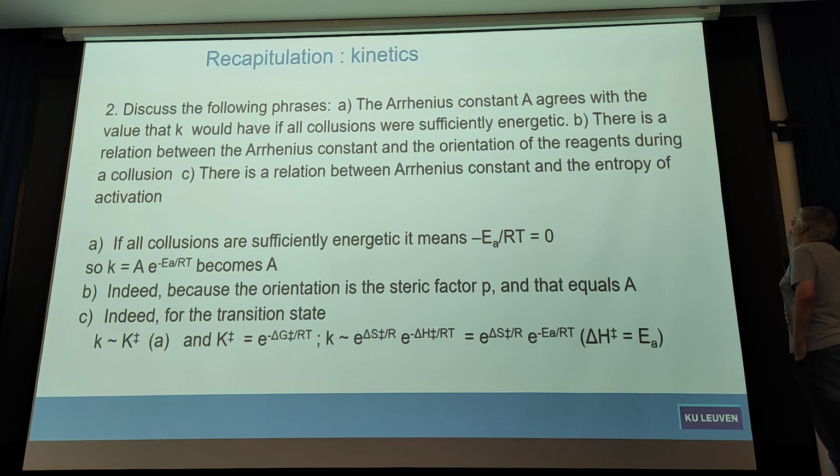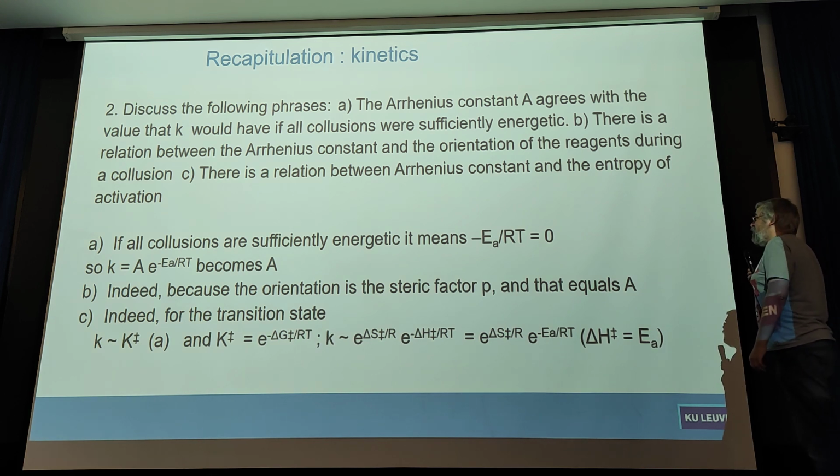A second statement says that there is a relation between Arrhenius constant A, again, and the orientation of the reagents during a collision. And I think we can also conclude here that this appears to be correct, because the orientation is a steric factor P, and actually P equals A. So you see how the two theories, collision theory and Arrhenius law, are related.